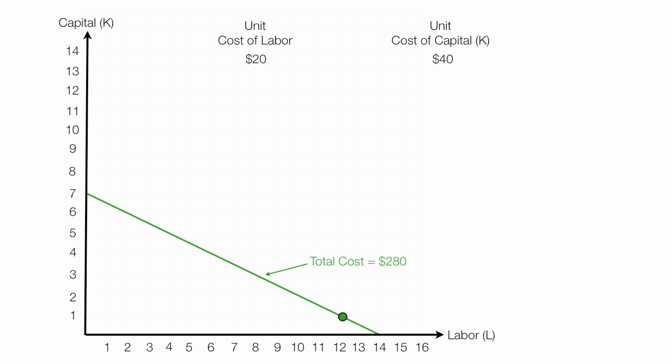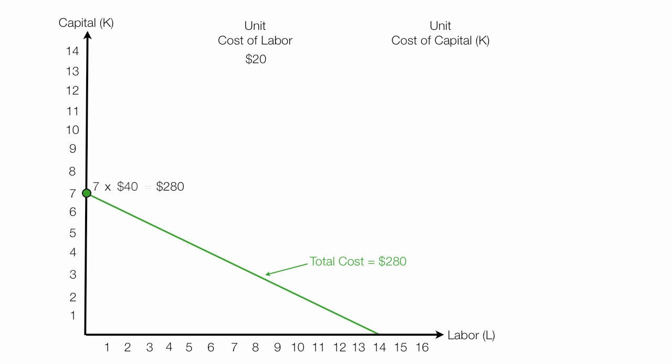Imagine I have 14 units of labor and 0 units of capital. So I take 14 times 20. This is equal to $280. Again, I use 0 capital. If I'm at 0 labor and 7 units of capital, I take 7 times 40, which is equal to $280.